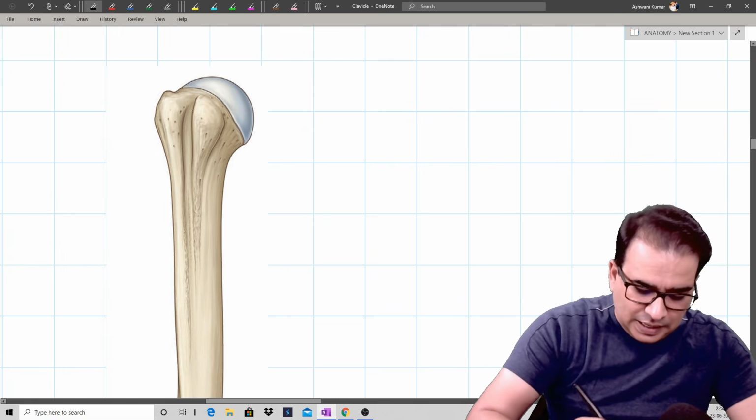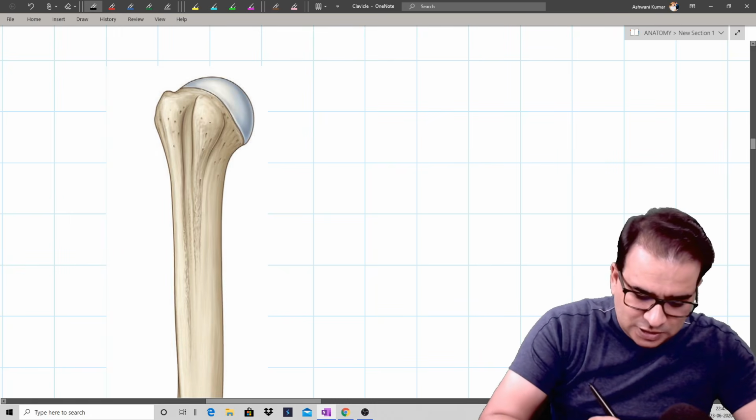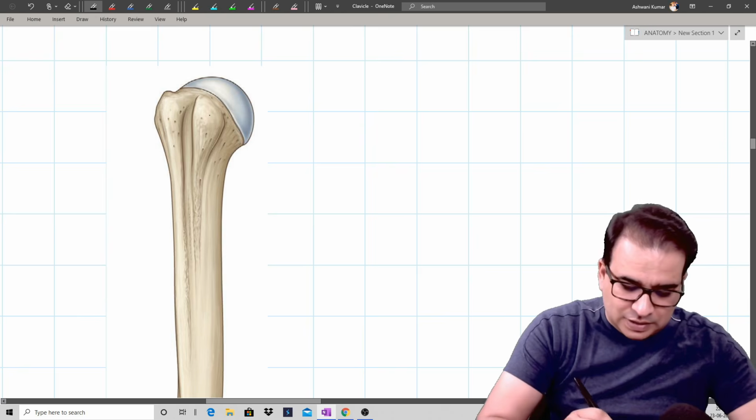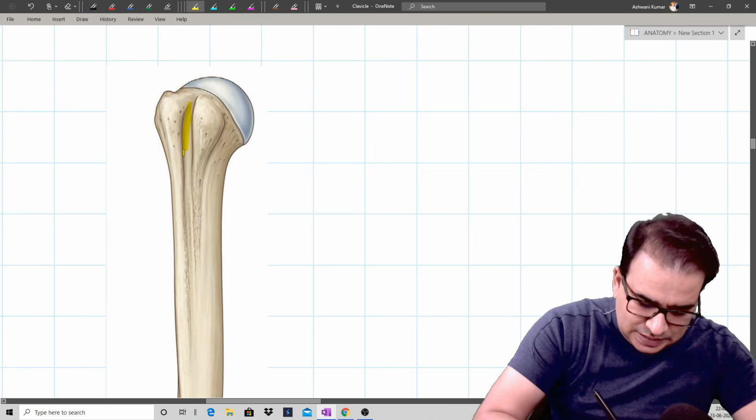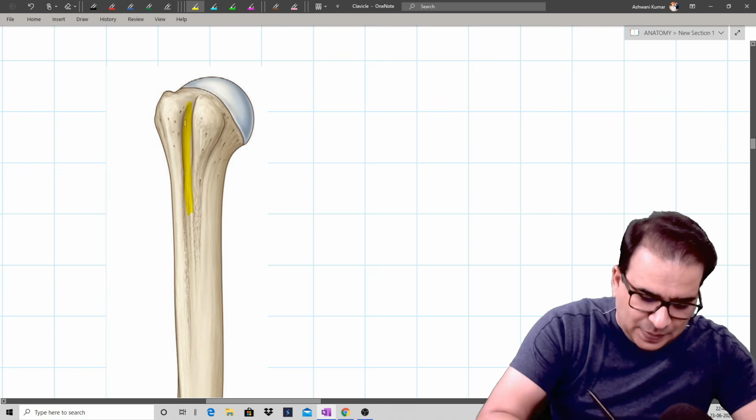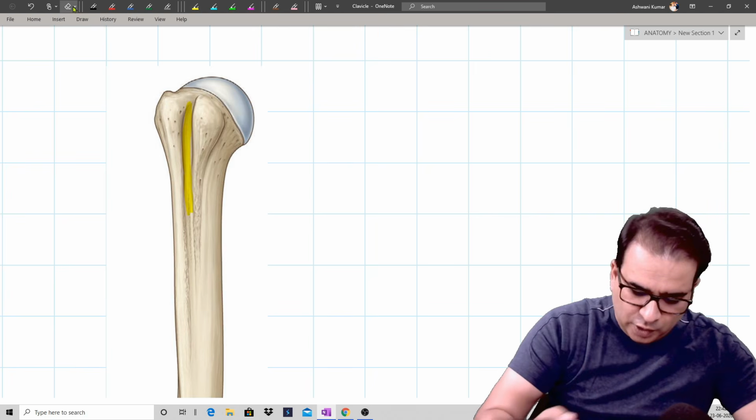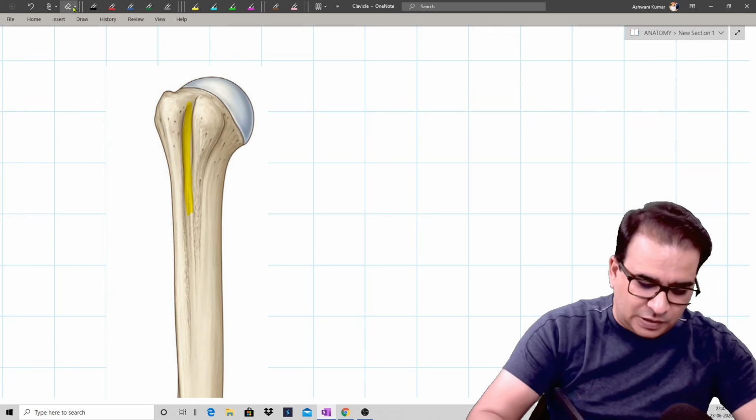for the lesser tubercle. Now let me use this picture first, not for the attachments, but for the groove here. This groove between the greater tubercle and lesser tubercle is called the bicipital groove. We all know it as intertubercular sulcus or bicipital groove.